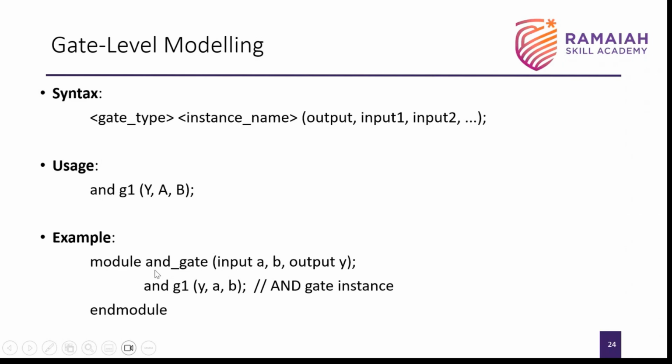So and_gate, inputs A and B, output Y. Here you can interchange inputs and outputs within the module ports. But when you're declaring gate level modeling, the first one is always the output. Next follow the inputs. These inputs can be in any order. So AND G1 (Y, A, B). This will perform the AND operation: Y is equal to A and B.